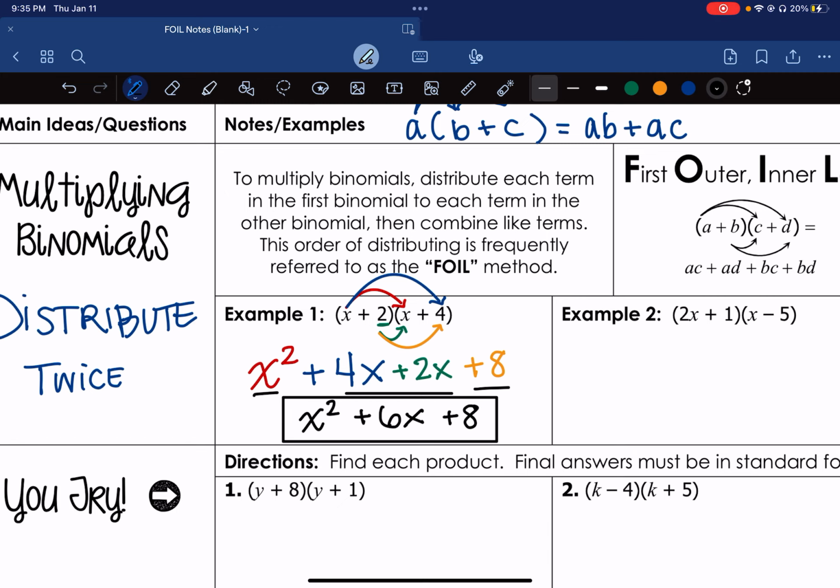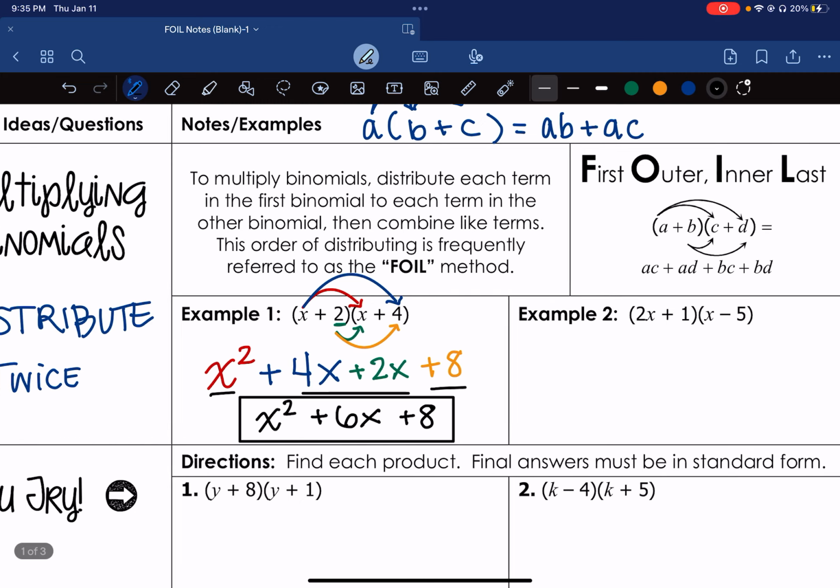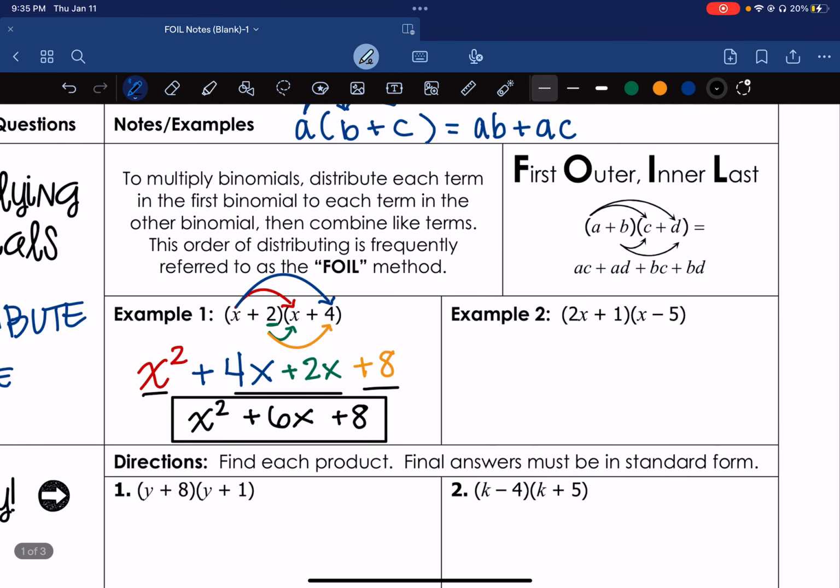Now, one of my colleagues when I worked in Hingham used to call this the rainbow smile method. Rainbow smile.